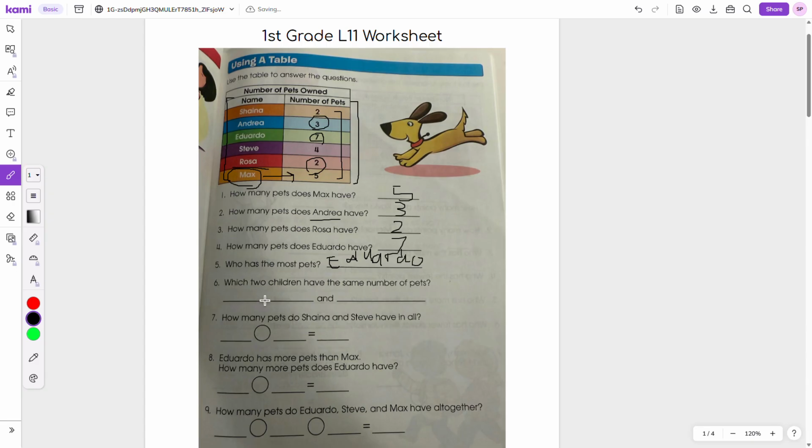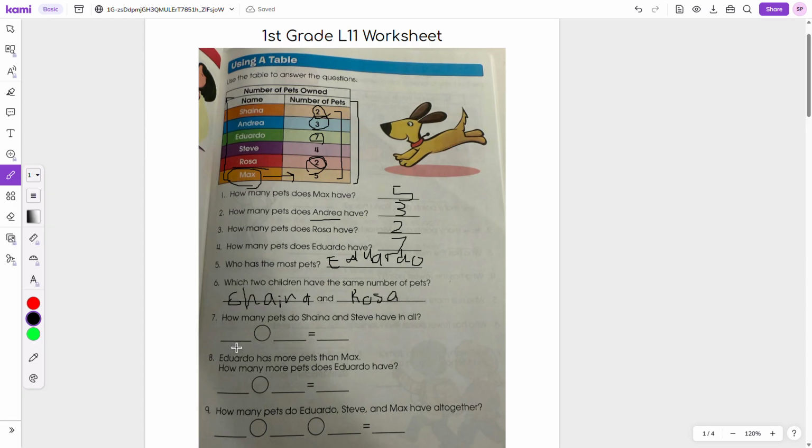Okay, number 6, which 2 children have the same number of pets? So on the table, we have 2 children with 2 pets, so Shayna and Rosa.